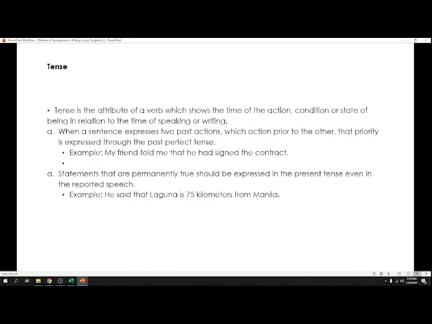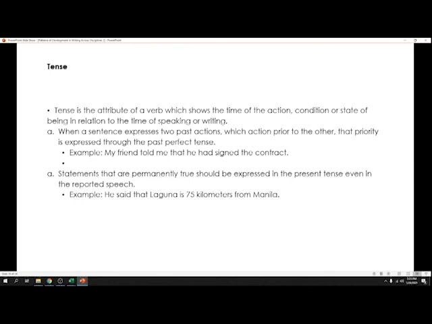Alright, so tense naman. So, tense is the attribute of a verb which shows the time of the action, condition, or state of being in relation to the time of speaking or writing. So, when a sentence expresses two past actions, in which one action is prior to the other, that priority is expressed through the past perfect tense. So my friend told me that he had signed the contract.